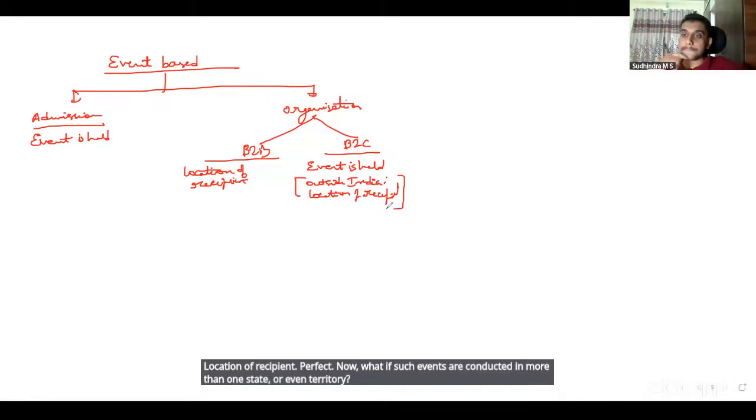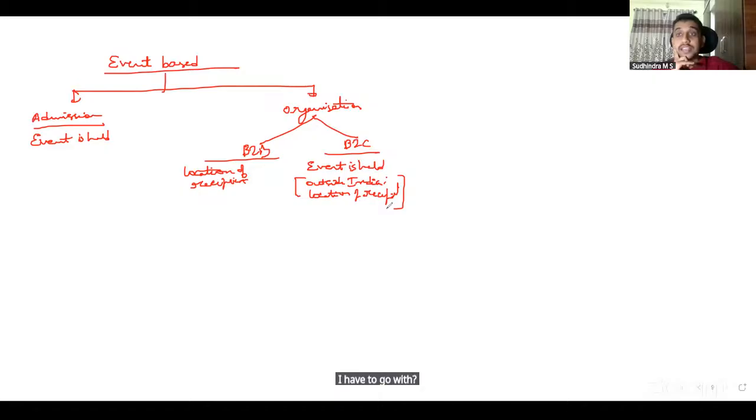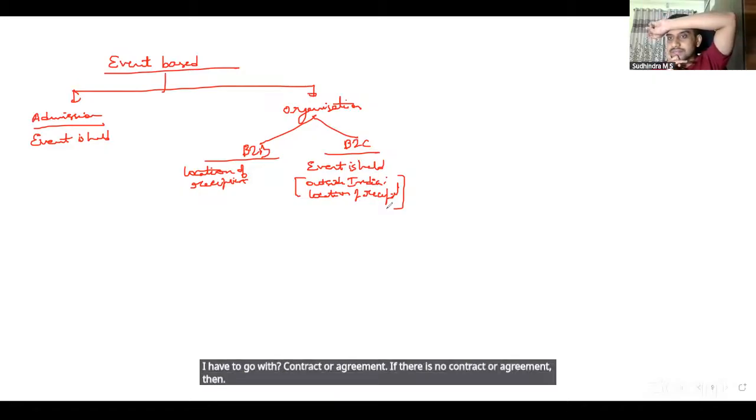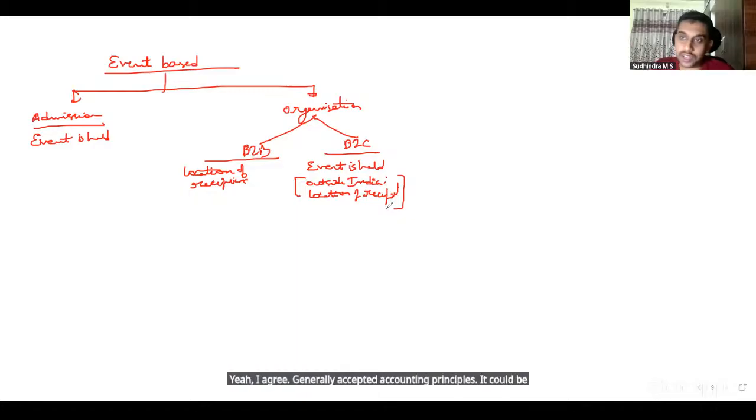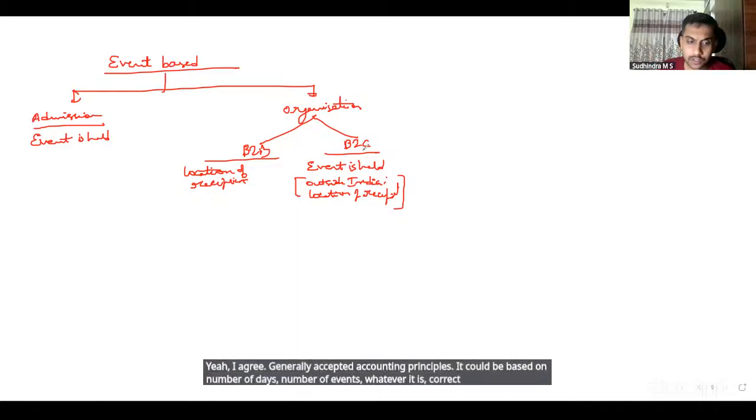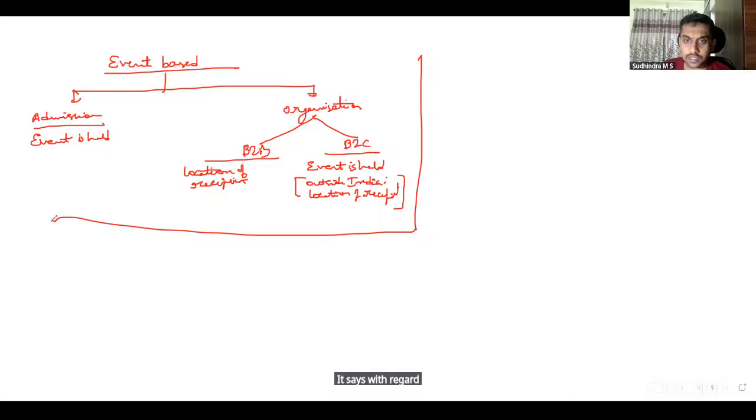Have to go with event based contract or agreement. If there is no contract or agreement, then number of services, yeah, very good. Generally accepted accounting principles. It could be based on number of days, number of events, whatever it is. Correct. That is what it says with regard to event based. Perfect. Then few more discussions.